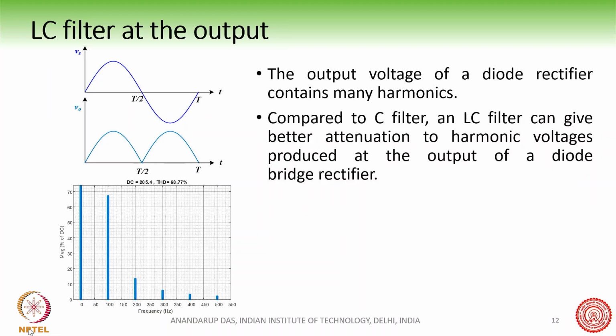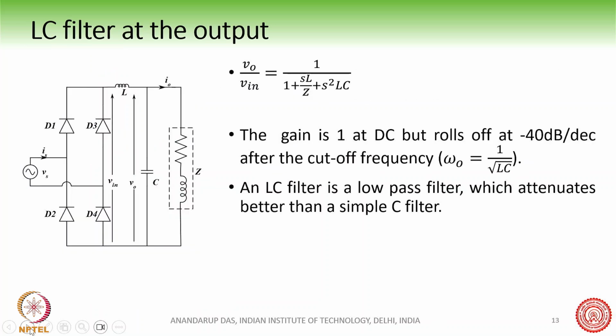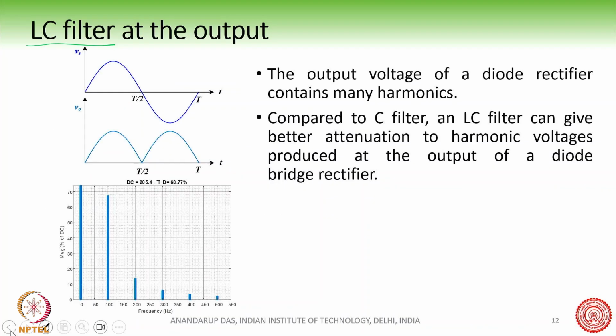Now, instead of this C filter, it is also possible to use an LC filter at the output. This actually improves the performance. An LC filter means you have an L and C connected in this fashion. If you see the output voltage of the bridge rectifier, it is a rectified AC waveform, like this.